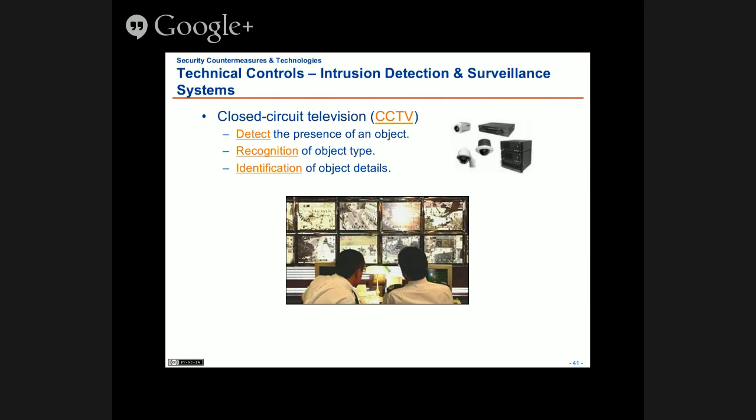You have your CCTVs, which is your closed circuit television. They detect the presence of an object, recognition of an object type, identification of object details. Now, there's different types of CCTVs that can be used, but this is kind of what these CCTVs should actually be doing.